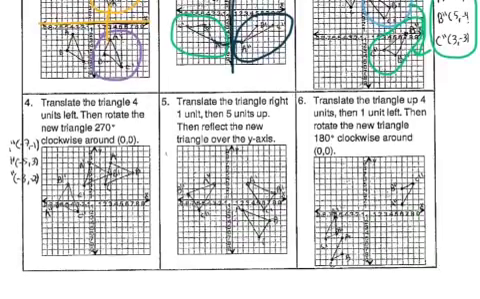Here we are translating the triangle 4 units left. So that is my first step, moving it 4 units left. So if this is my original figure, I'm literally moving every single point 4 units to the left. So this is the triangle you would have after the translation.